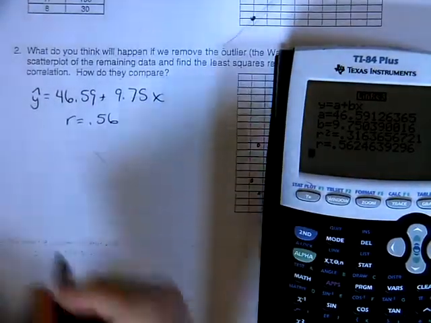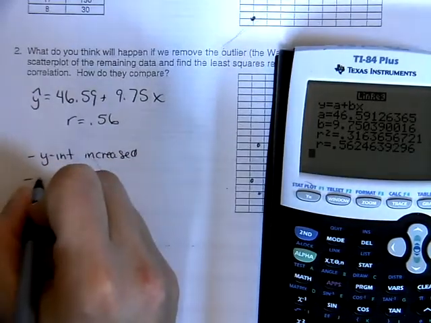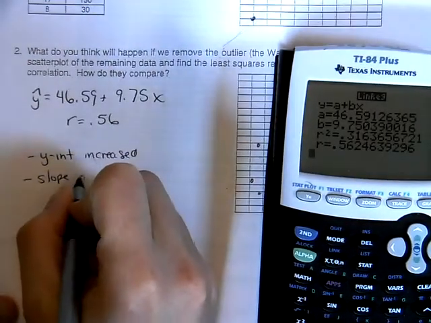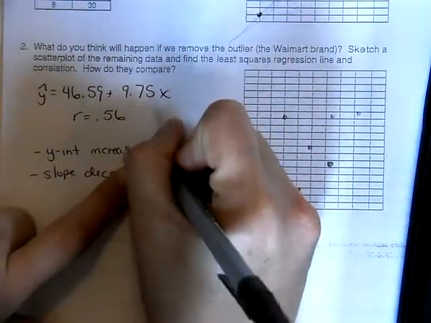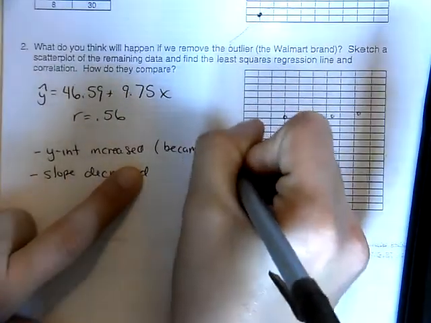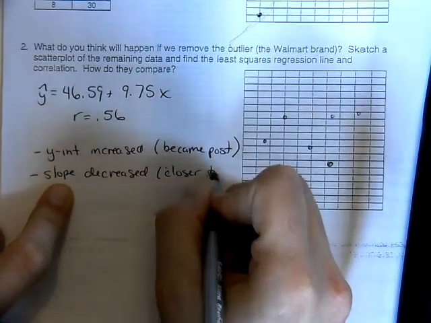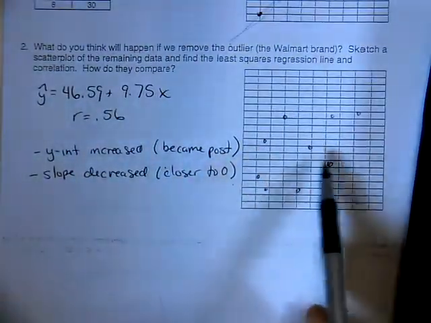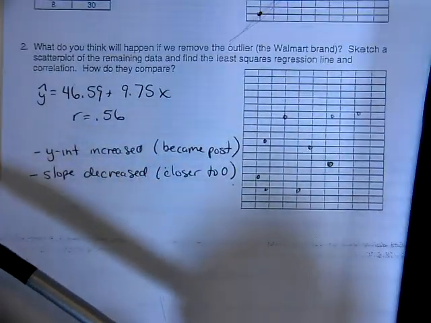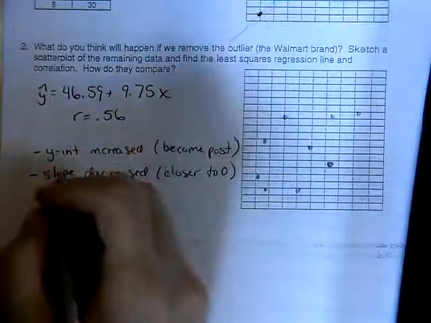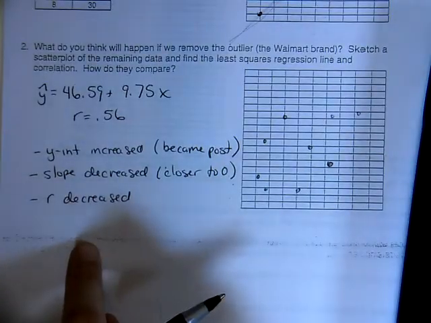So here's what happened when I removed that outlier. The y-intercept increased. The slope decreased. And we want to be a little more specific. The y-intercept increased. It actually became positive. The slope decreased. It's closer to 0, because if the slope of the line is 0, that's probably where you have no correlation. So when we say decrease, we don't mean it became negative, but that it's getting closer and closer to 0. And then the last one, r decreased. So the correlation is not as strong.